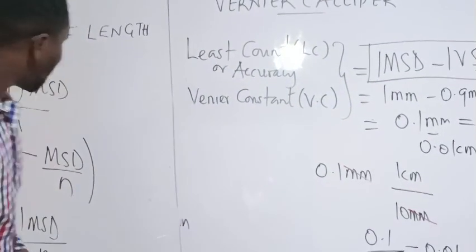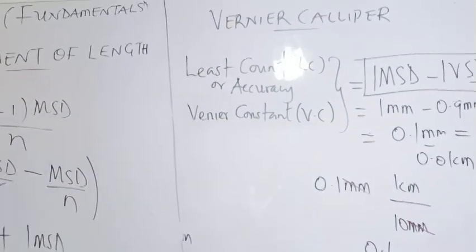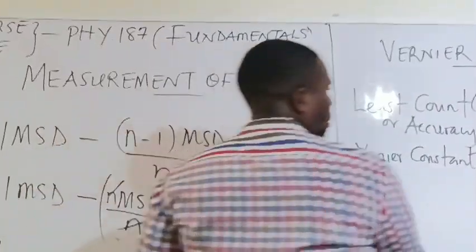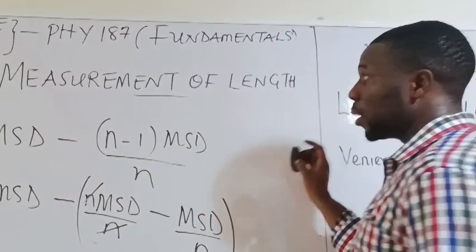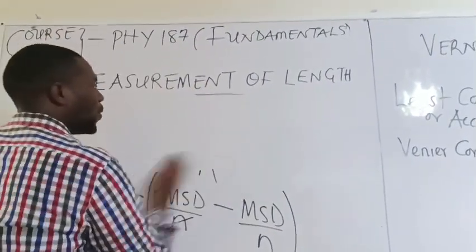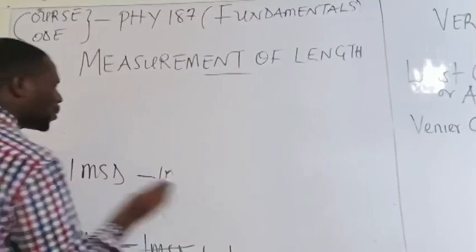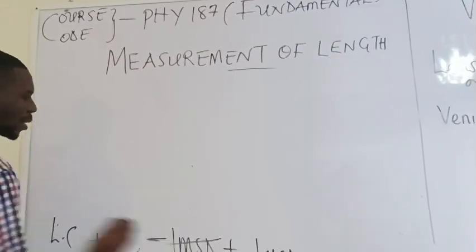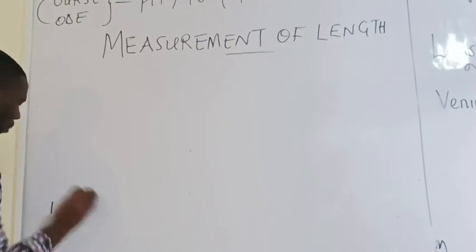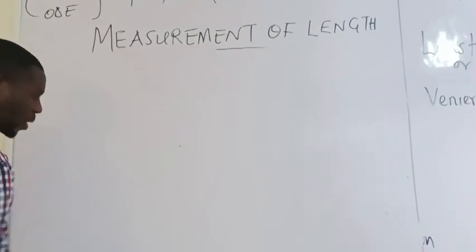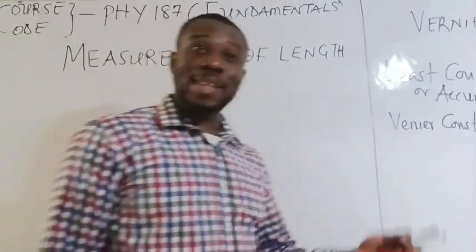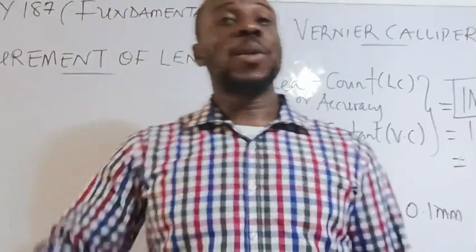Alright, now let's see how we use the Vernier scale. Now, the Vernier scale, as we shall see shortly, could have some errors, right? We could have no error. We could have what we call the negative 0 error. We could have what we call the positive 0 error.